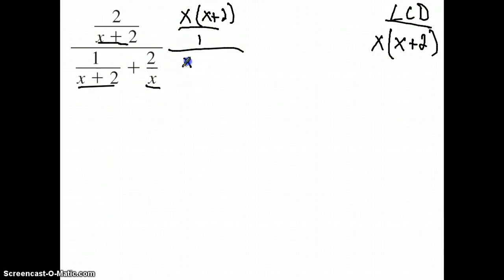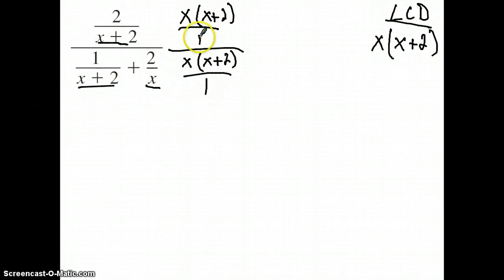And so we ask, is that legal? Can we do that? Are we changing the value of this expression? Really, we just have x times the quantity x plus 2 over x times the quantity x plus 2, and that's the same thing. We're just multiplying by 1, so we're just changing the look of this and not actually changing the value.